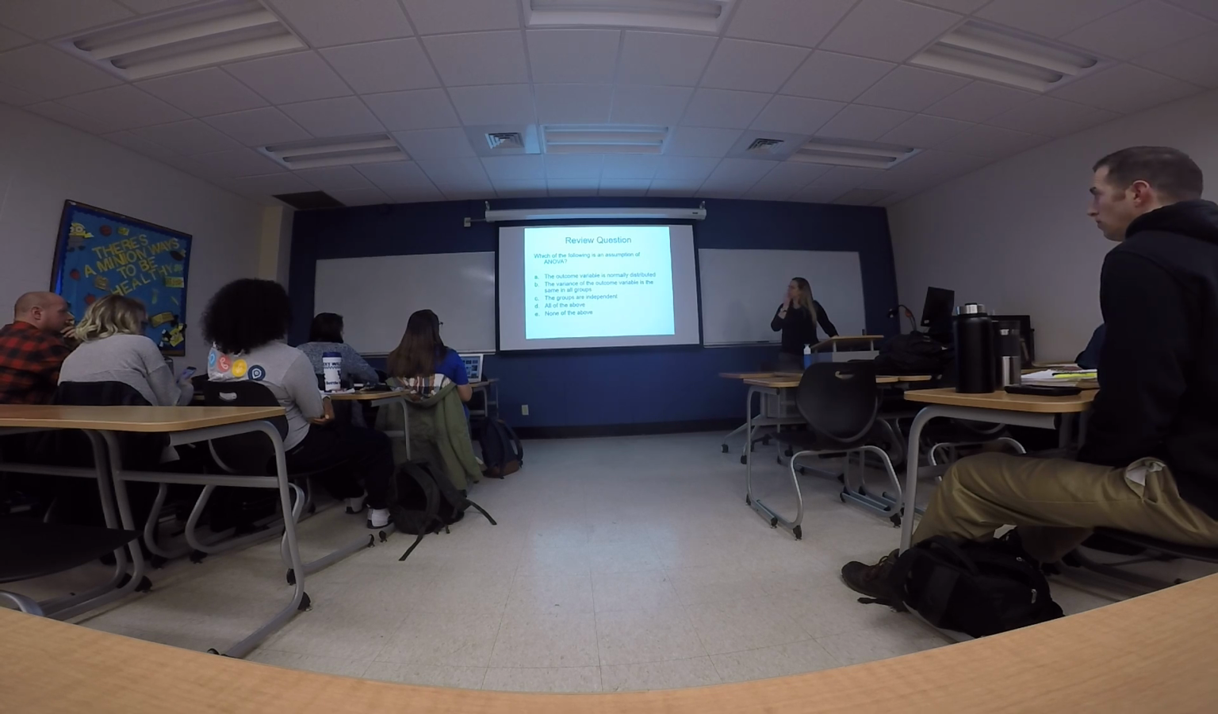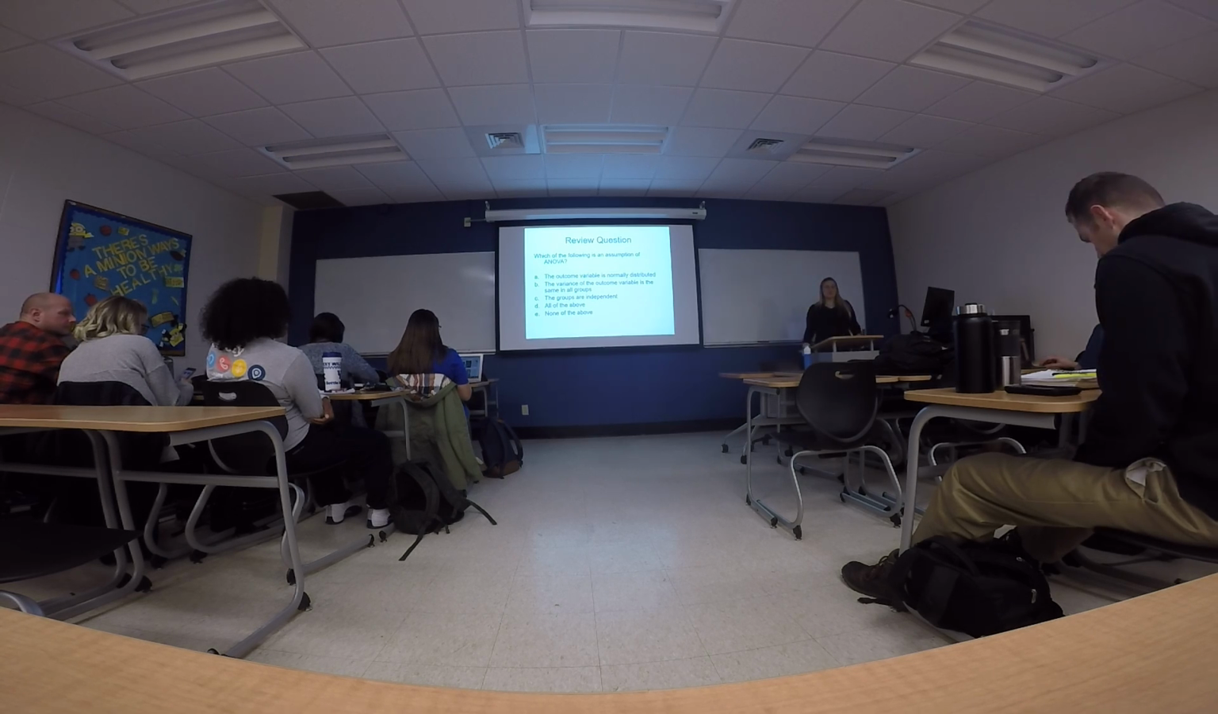Okay, which of the following of these is an assumption of ANOVA? Just yell it out. What was that? D, all of the above. Yeah. So the outcome variable has to be normally distributed. Variance of the outcome variable is the same, or similar, in all groups. And the groups have to be independent. Those are the assumptions you need to look out for in order to do the ANOVA.